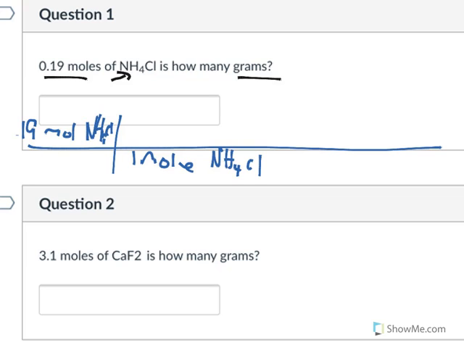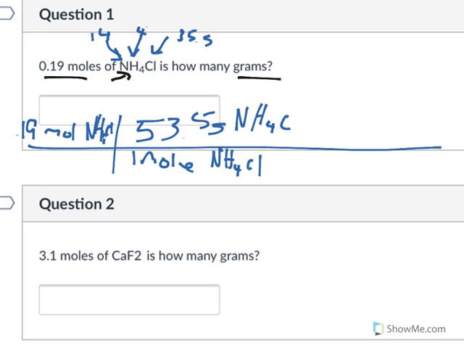We get the molar mass by adding up each of these individual parts. For example, if you look at the periodic table, the molar mass of N is 14. H is 1, and you have 4 of them, so that's 4. Cl is 35.5. We add all those together, 14 plus 4 plus 35.5 gives us 53.5. So that's what we're going to put right here, 53.5 grams of NH4Cl. Okay, and that is going from moles to grams. That's all we need to know for that one.